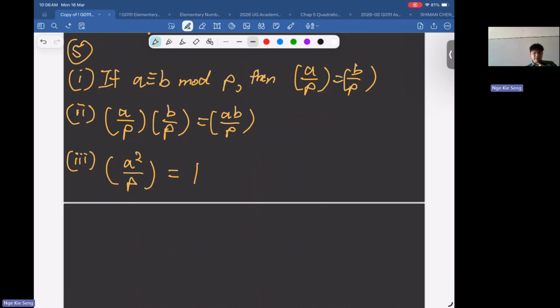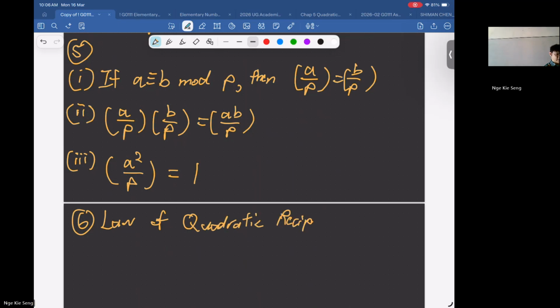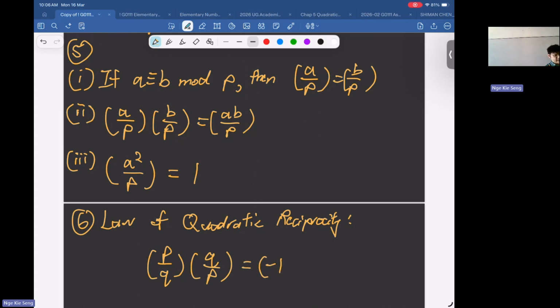And lastly is the law of quadratic reciprocity. This will tell you that if I just swap the numerator and the denominator, what happens to the Legendre symbol. These two are related by minus 1 to the (p minus 1) over 2 times (q minus 1) over 2. If you look at the right hand side, the formula doesn't depend on whether you put p or q.